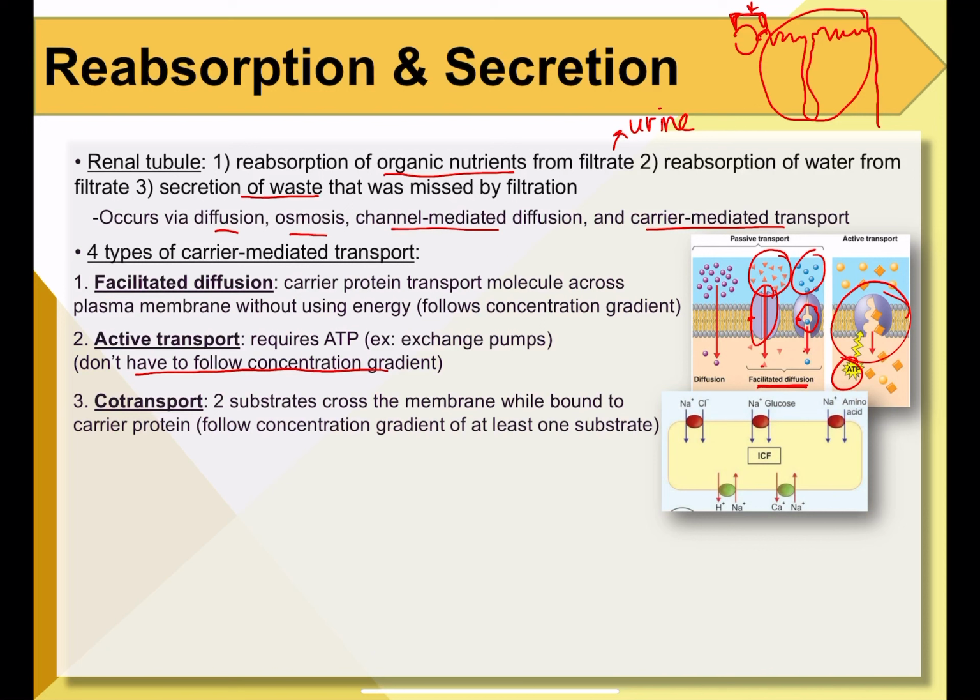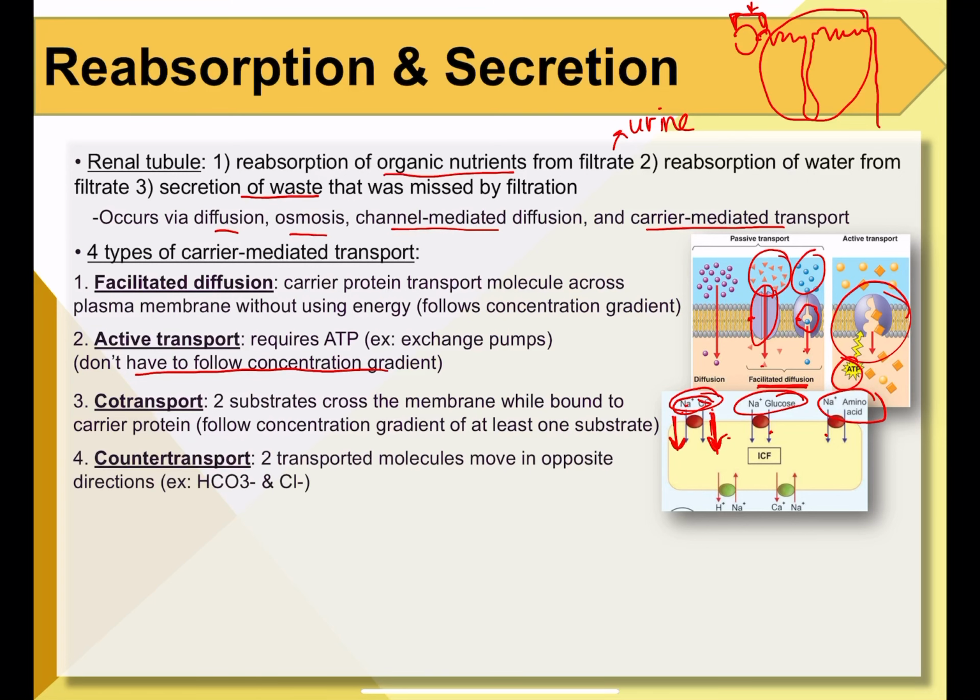Co-transport means that you have two substrates going in the same direction across the plasma membrane. Usually co-transport means you need both things to be present in order for both of them to be transported to the other side. So sodium chloride, sodium glucose, sodium amino acid, these are all co-transport proteins that will allow co-transport of these two items across the plasma membrane.